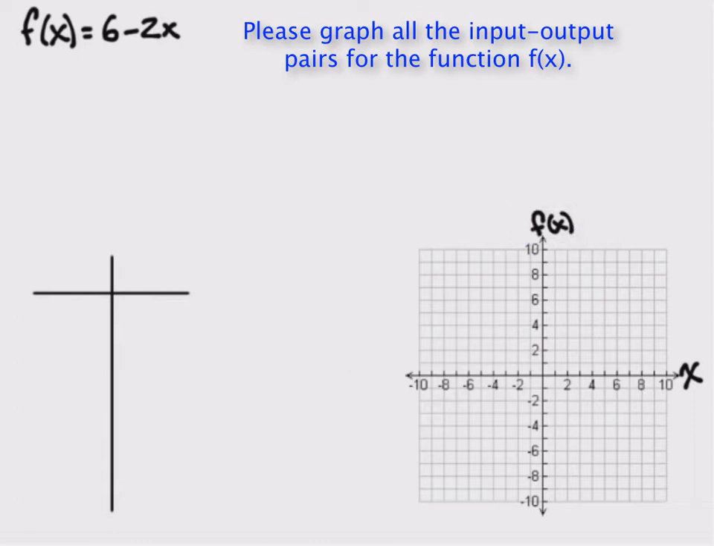Luckily, we already have our equation in an output equals form, so let's go ahead and find some ordered pairs using positive and negative values for x, graph them, connect them if they make some sort of pattern, find the x-intercept, the y-intercept, and make sure to label that graph as well.